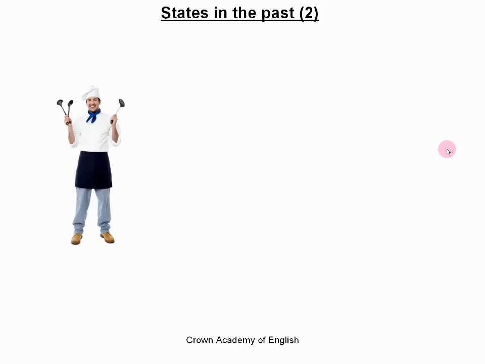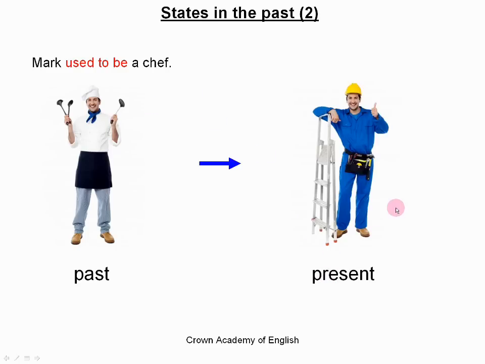Another example, here is Mark again in the past, and Mark used to be a chef, but in the present he has changed jobs and now he is an electrician. So this is the important structure again. Be is a state, to be something, and in the past Mark used to be a chef. Now he is no longer a chef, he is an electrician.